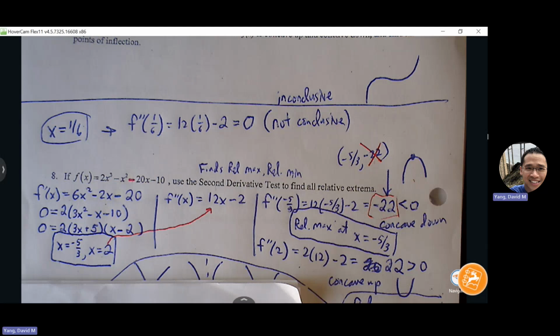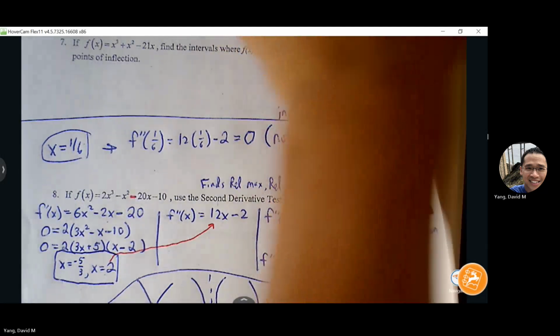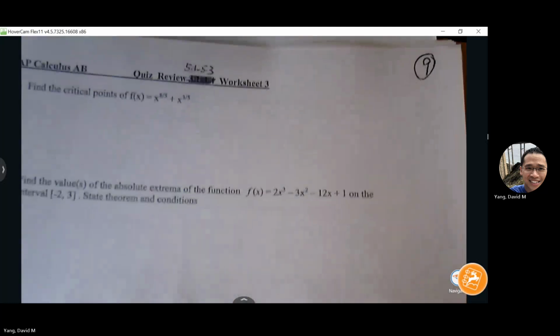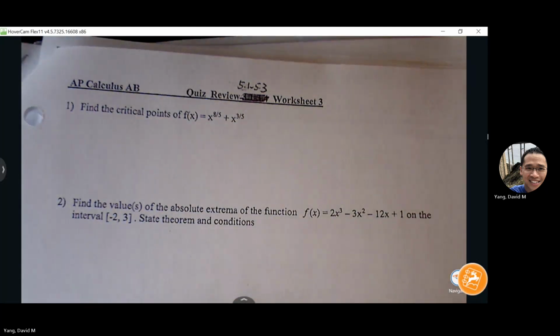Okay, let's go to worksheet 3, page 9. So for critical points, what are our steps here? We find F prime, and we set F prime equal to 0. If there's a numerator and denominator, we'll have to look at both. And if we have fractions, we'll have to find a common denominator.